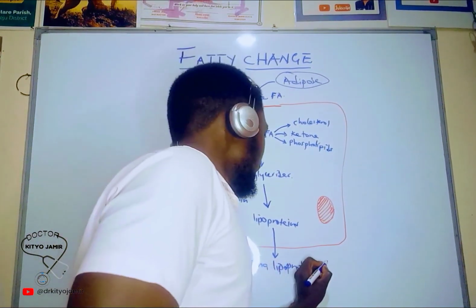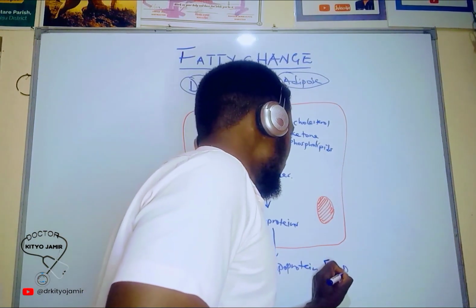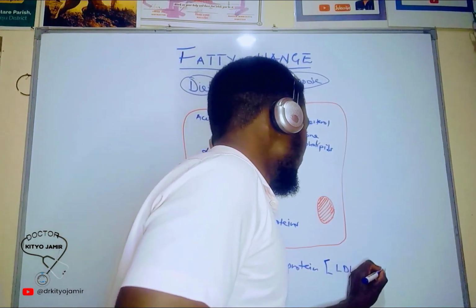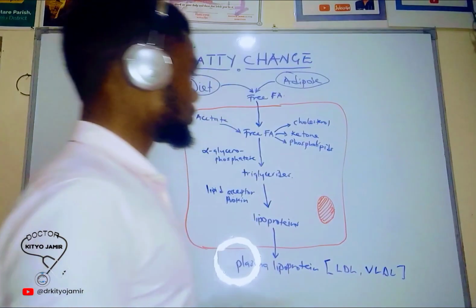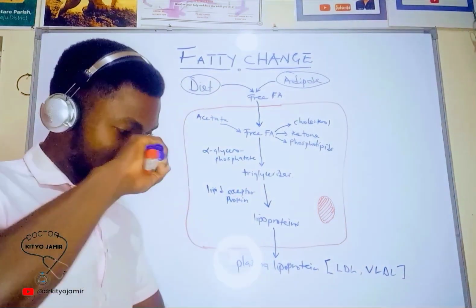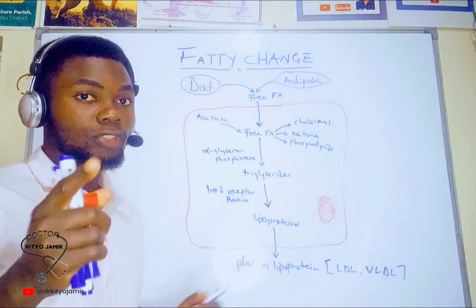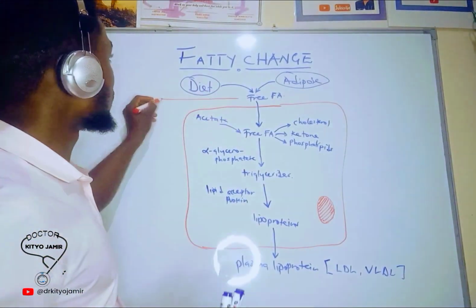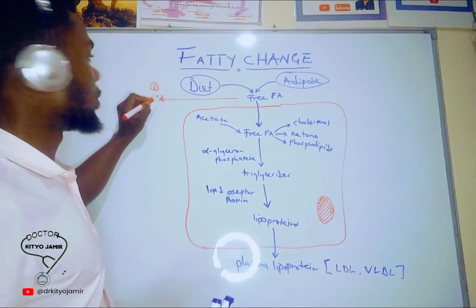Plasma lipoproteins, and here we're going to have low density lipoproteins and very low density lipoproteins. So that one is during the normal fat metabolism. So what is going to happen in fatty liver? One of them is going to be at this point. So this is going to be number one.